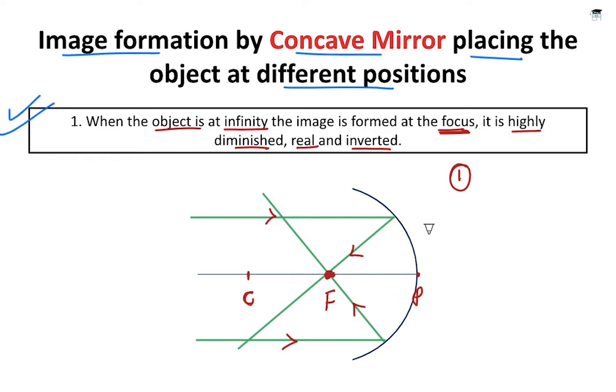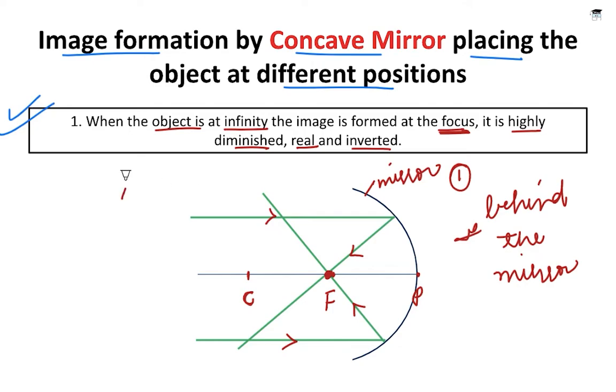All the images that are formed in front of the mirror. So this is the mirror. This is behind the mirror. This is front of the mirror. All the images that are formed in front of the mirror are real and they are inverted. Inverted you will see in just a few minutes, the case of inverted.